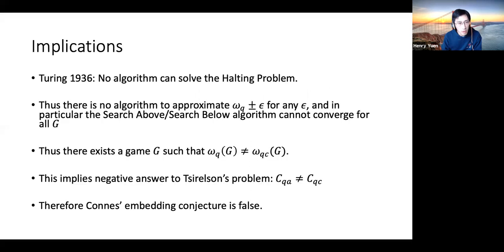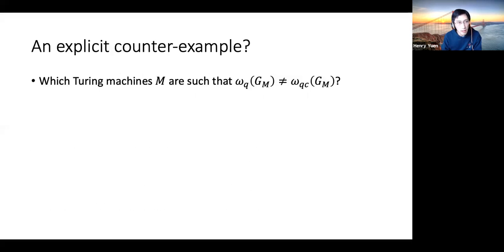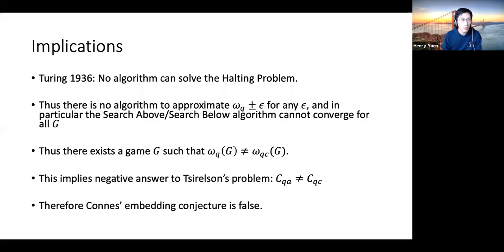So let me say a little more about whether there exists an explicit counterexample. This argument says that there exists a game G, but can we actually pinpoint an explicit game G that has a separation? Furthermore, something that probably people are more interested in is, can we pinpoint a concrete counterexample to the Connes embedding conjecture?